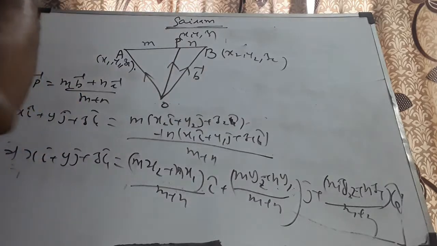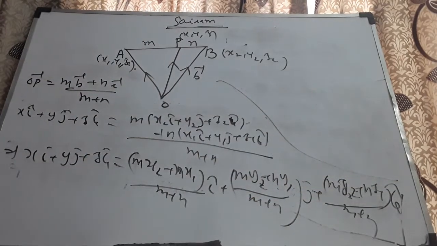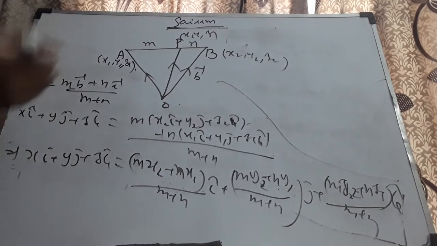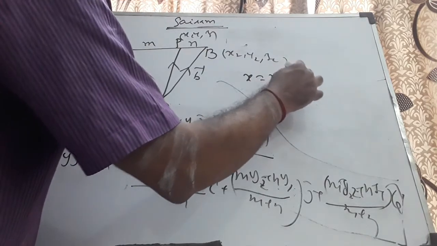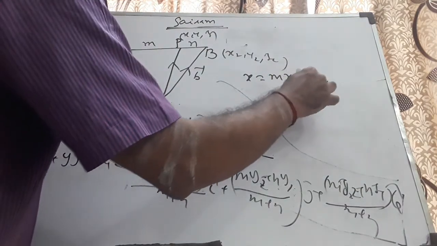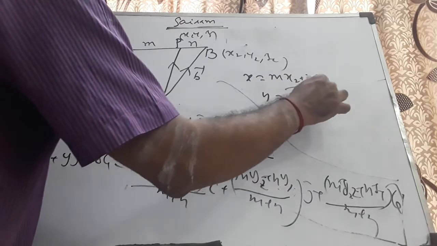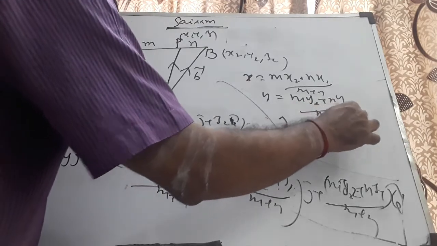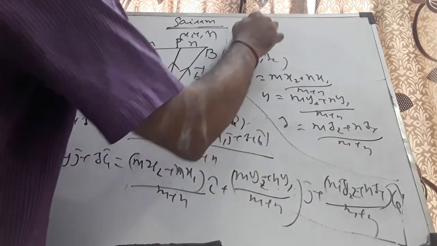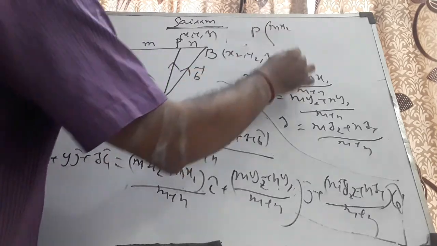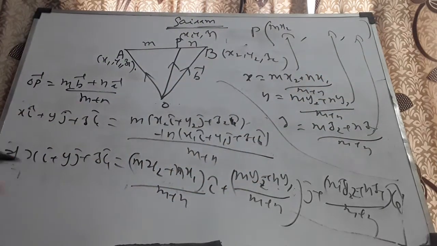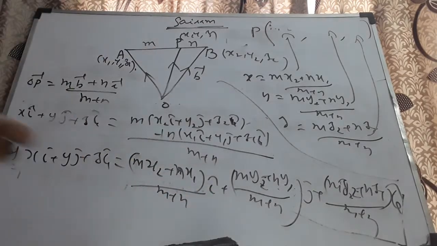When we equate two vectors, I'll be able to equate the corresponding i, j, k components. Therefore, I'll get x equal to (m x2 plus n x1) by (m plus n). y will be equal to (m y2 plus n y1) by (m plus n). z will be equal to (m z2 plus n z1) by (m plus n). For point P now, I'll write this value here, comma this value here, and comma the corresponding z value here. There is less space, therefore I'm just explaining quickly.